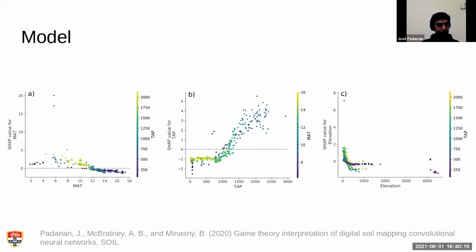And this is another type of interpretation that we can get from this method, SHAP values. This is just plotting a single covariate and the corresponding SHAP values for that covariate. Here, let's say the one in the middle at the top, total annual precipitation, we can clearly identify a threshold around 1,000 millimeters of rainfall, where the accumulation of organic carbon starts increasing, which makes total sense in the context of Chile.